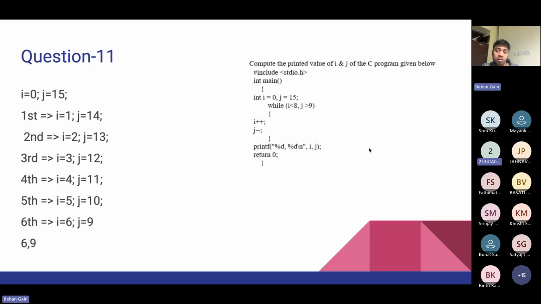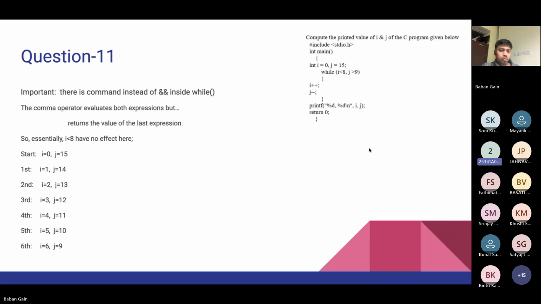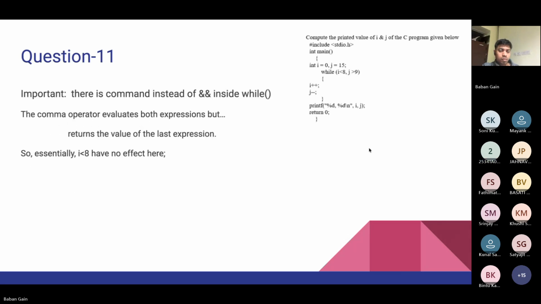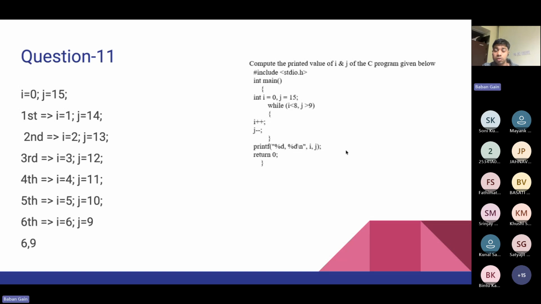No, that is not correct. Sir, if I is equal to 7 and j is 8, then j value will be 9, and 9 greater than 9 is not possible, sir. Sorry, what's your answer? If j value will be 9, then 9 greater than 9 is not possible.